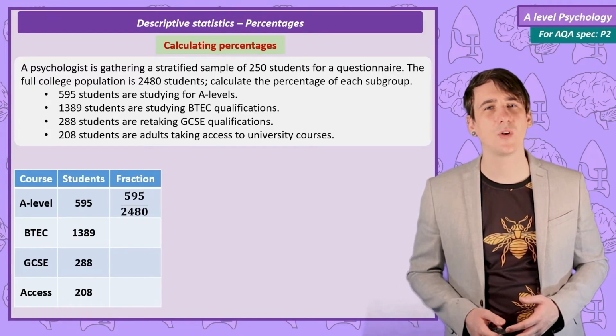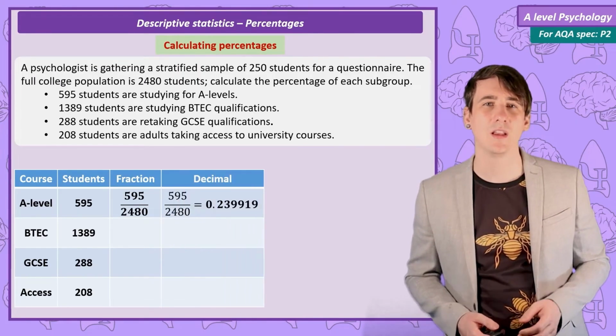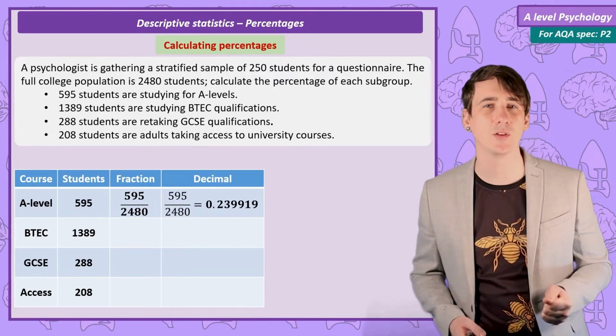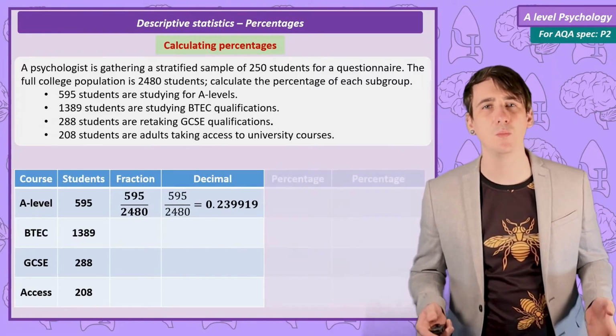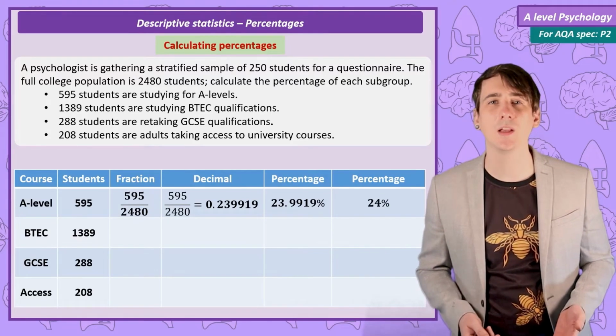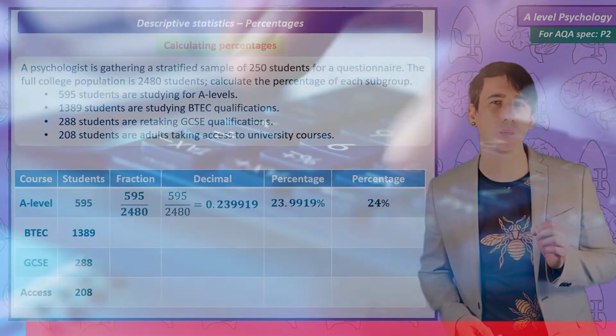We can convert this fraction into a decimal by dividing, and here is my calculation. Now we have the fraction as a decimal. To turn this decimal into percentage, we times by 100, or more simply, we just move the decimal place over to the right twice. I'm going to round this up, and we get to 24%. Pause this video and try the same calculations with the other groups.